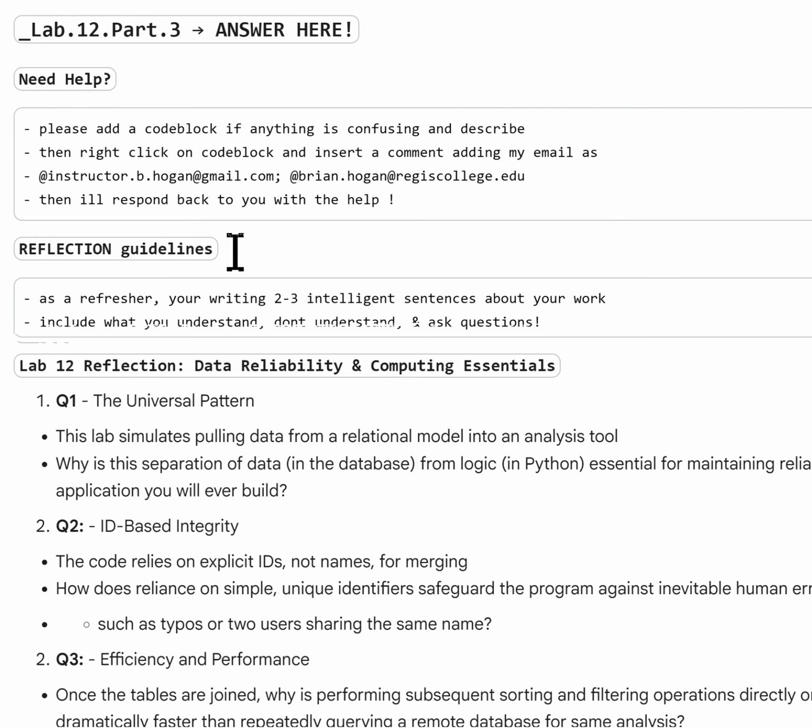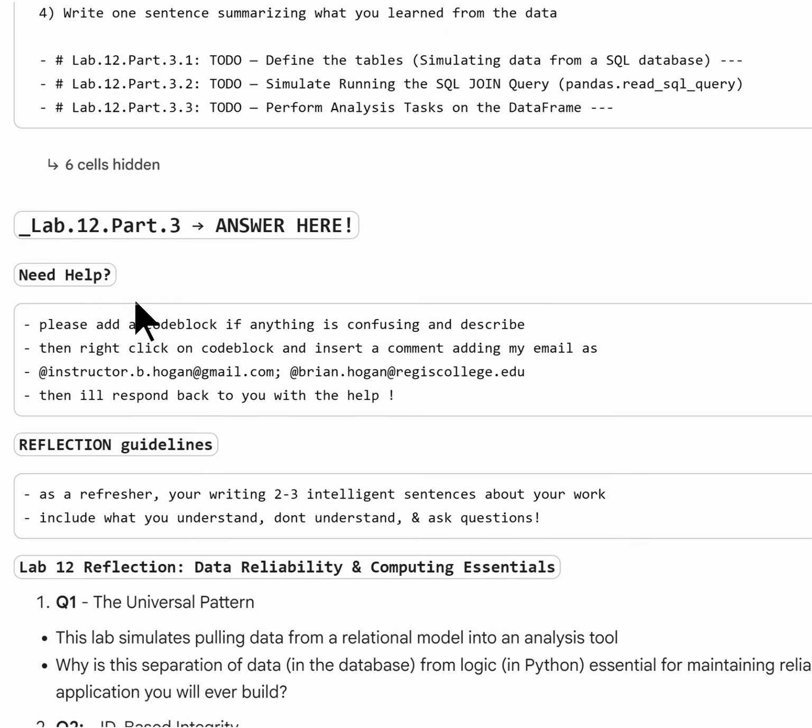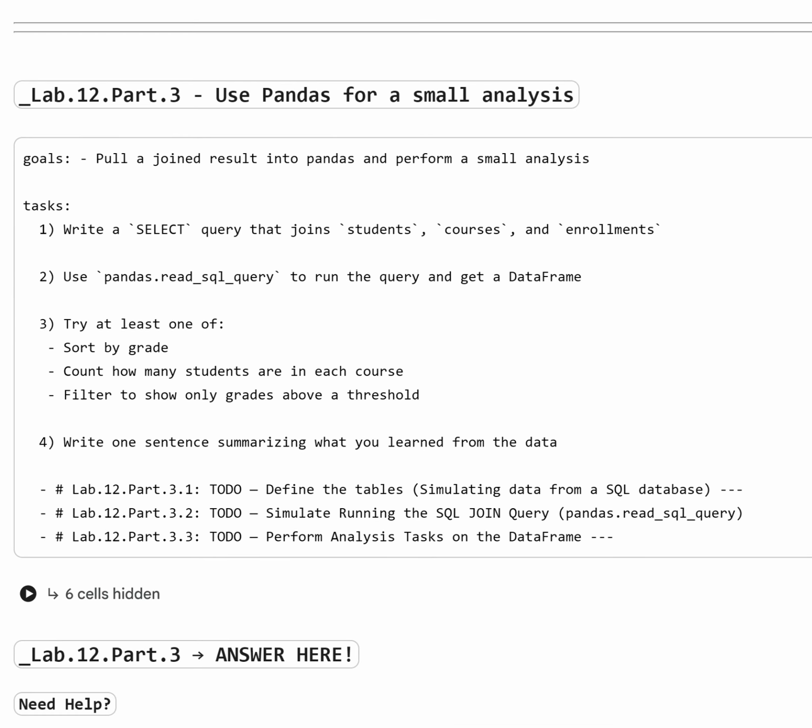Oh, I didn't open it. Lab 3. I'm so sorry.